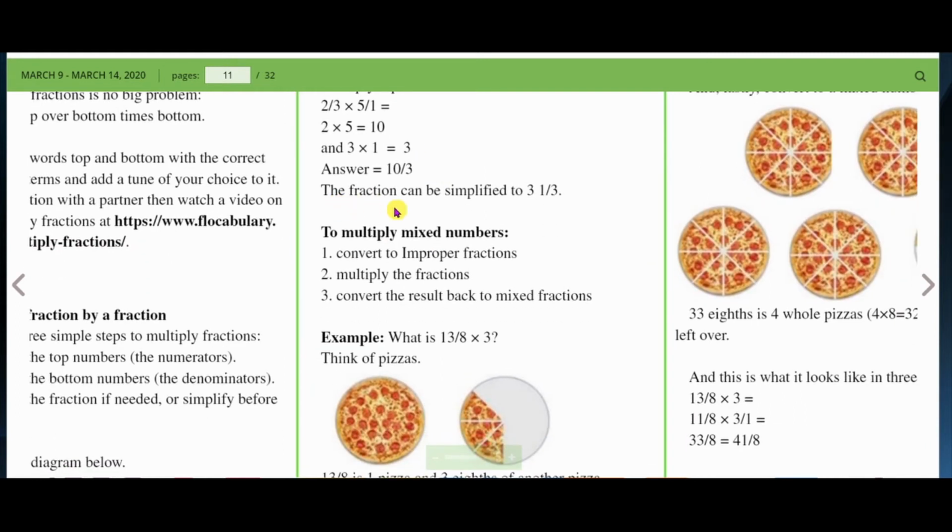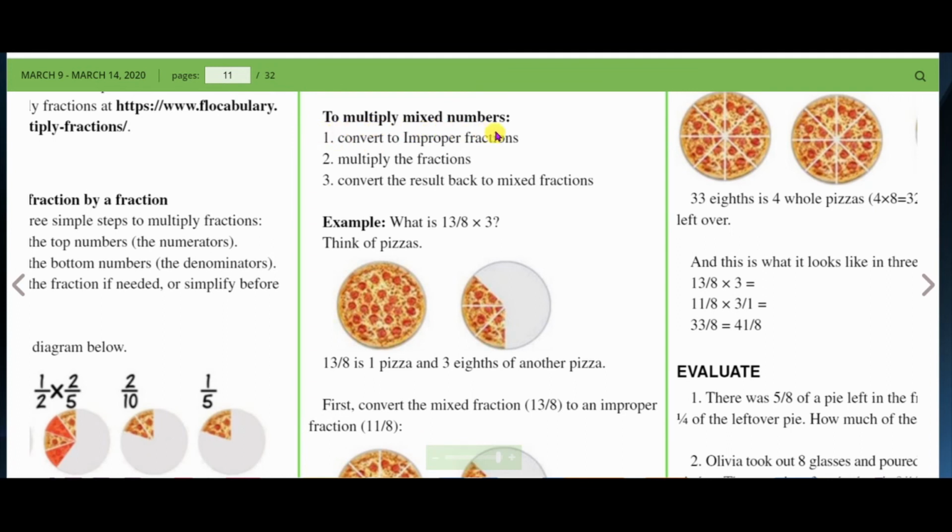Okay, the fraction can be simplified to 3 and 1/3. How many times can 3 go into 10? It can go 3 whole times. 3 times 3 is 9. My remainder from the 10 would be 1, and we're dividing by 3. So that's how we would end up with 3 and 1/3.